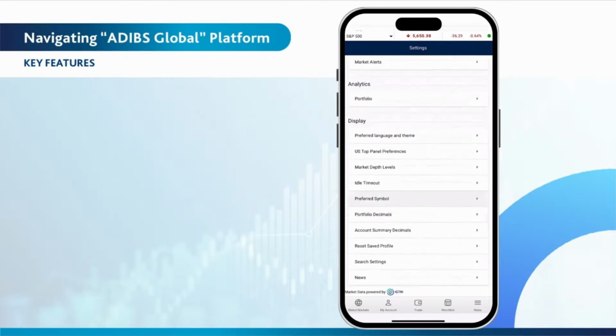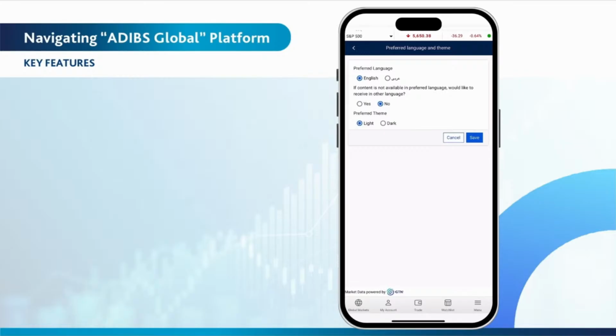And then we go to display, preferred language and theme. Here we can change the language from English to Arabic. We can also change the preferred theme from light to dark. So this is for you to know how to change the language and the theme.